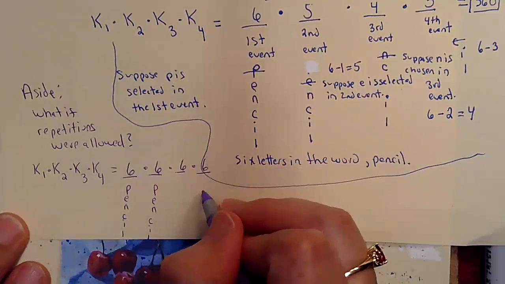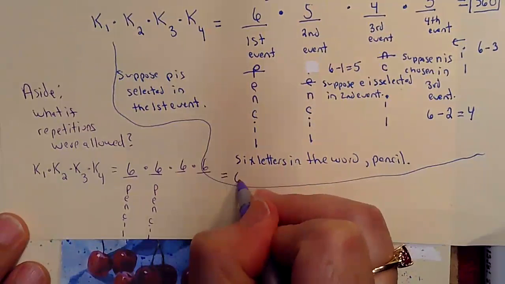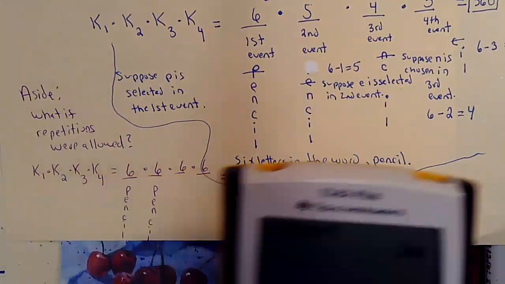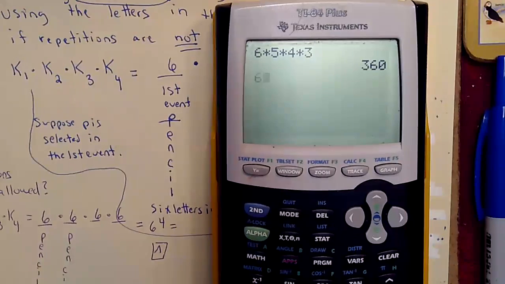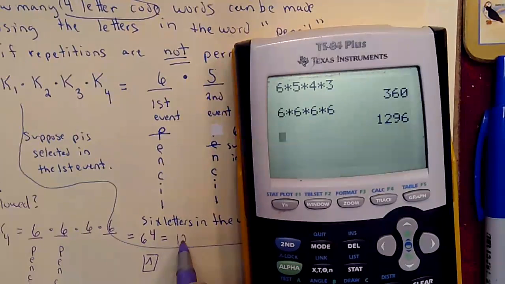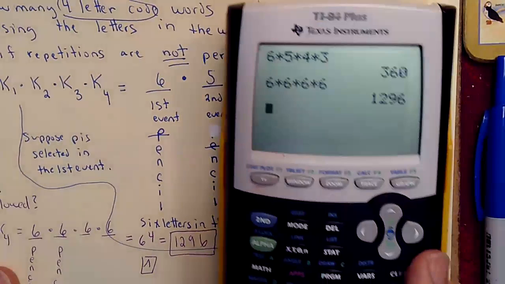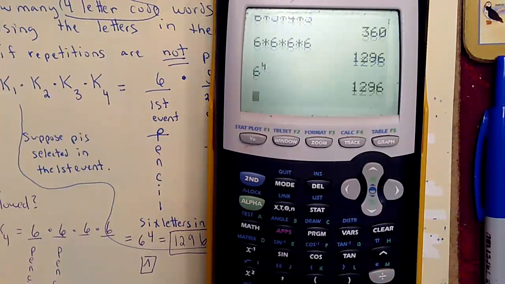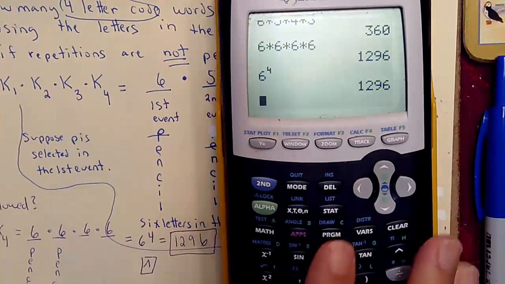So then this equals 6 to the 4th, and you can use this key, the hat key. So you can either do 6 times 6 times 6 times 6, which is 1,296. Or you can do, see this little hat right here? See my finger? Index finger, little hat. So you can do 6 and then that little hat, and then 4 as the power, which equals 1,296.